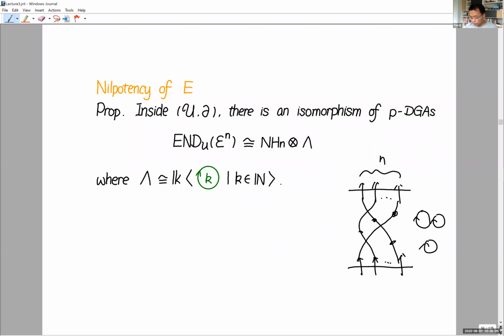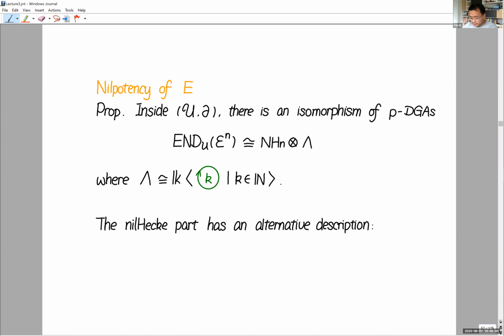Therefore, the endomorphism algebra of E to the nth power is isomorphic to the Nil-Hecke algebra on n letters, together with the algebra generated by bubbles. From the exercises last time, this Lambda is isomorphic to the symmetric functions in infinitely many variables, and this is actually an isomorphism of DG algebras. The derivation on Lambda is given by the derivation on symmetric functions, as you have seen. Now let's analyze the Nil-Hecke part more carefully, because the Lambda part is relatively easier to understand.